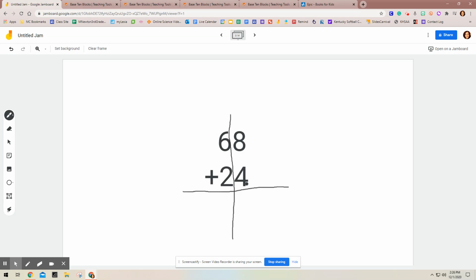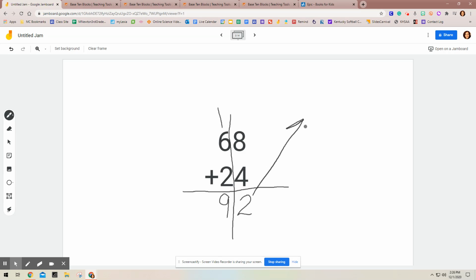So I've got 8 plus 4. Well, I know that 8 plus 4 gets me 12. 12 does not belong in the one spot because it is greater than 9. Therefore, I'm going to put my 2 here because it's in the 1 spot. I'm going to carry my 10 to the tens, so I'm going to carry my 1 over here. Now I go to my 10s. 6 plus 1 plus 2. Well, I know 6 plus 2 is 8 plus another 1 gets me 9. So my sum should be 92.